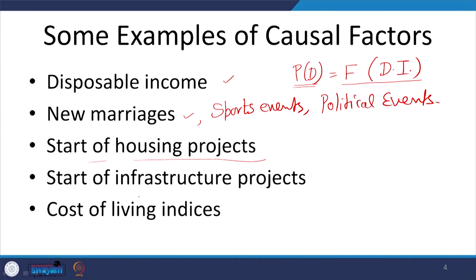So, that is a kind of relationship we need to develop. Similarly, start of housing projects, start of infrastructure projects, cost of living indices. So, there can be many more such factors, like how much you are going to spend on advertisements. So, if you are an FMCG company, maybe the sales of your company is dependent on your advertisement expenses.